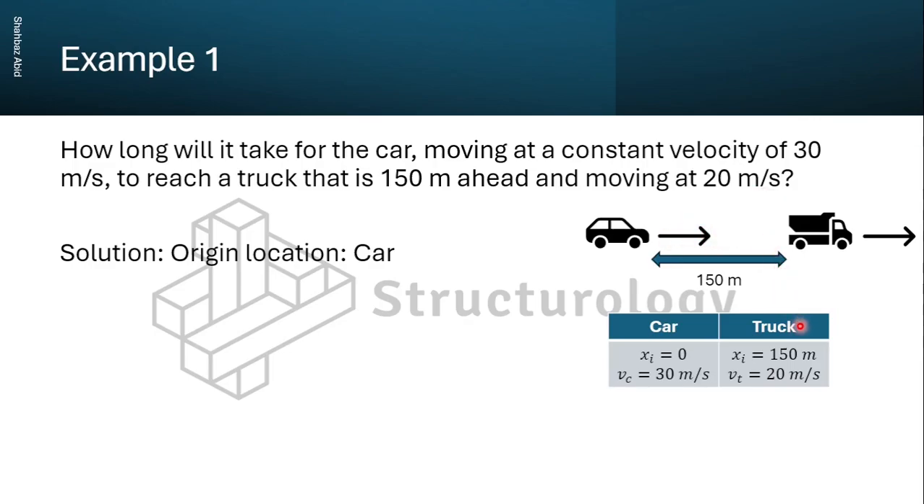Whereas the truck has an initial position equal to 150 meters, and the velocity of the truck is equal to 20 meters per second, a positive value because it is moving in the positive x direction. Since it is a constant velocity problem, we have to use this equation to solve this problem.